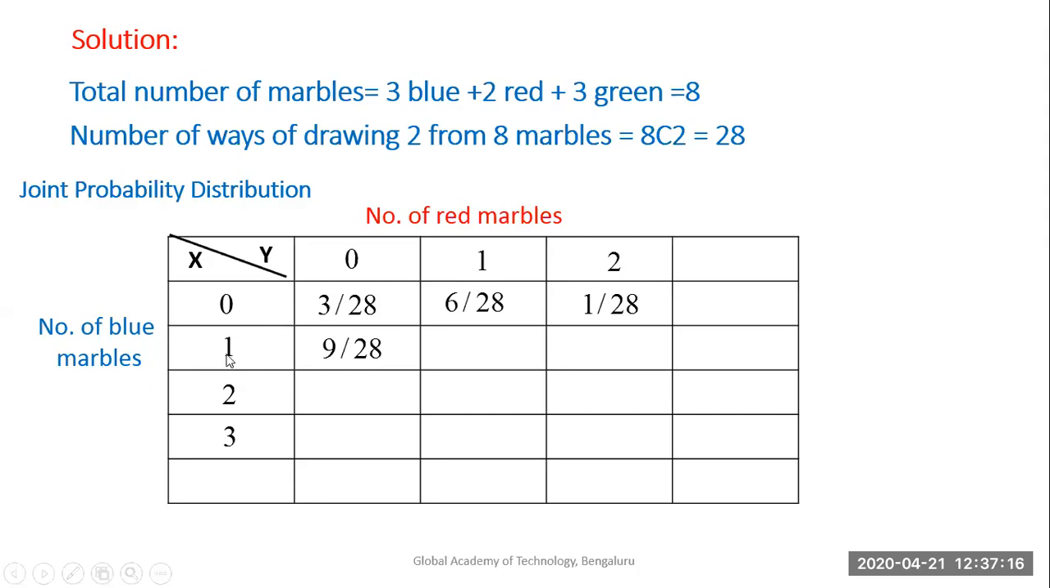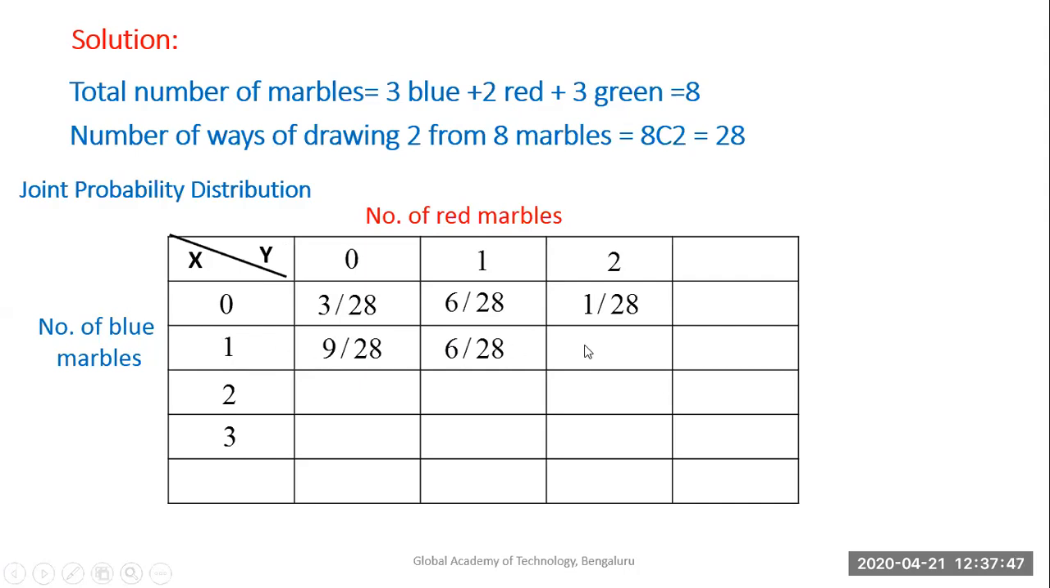Next, x is equal to 1, y is equal to 0. It means draw 1 blue marble, no red marble, which means 1 blue and 1 green. So 1 blue from 3 blue, that is 3C1, and 1 green from 3 green, that is 3C1 again. So 3 into 3, we get 9 by 28. Similarly, 1 blue and 1 red, that is 3C1 into 2C1. So 3C1 is 3, 2C1 is 2, so we get 6 by 28.